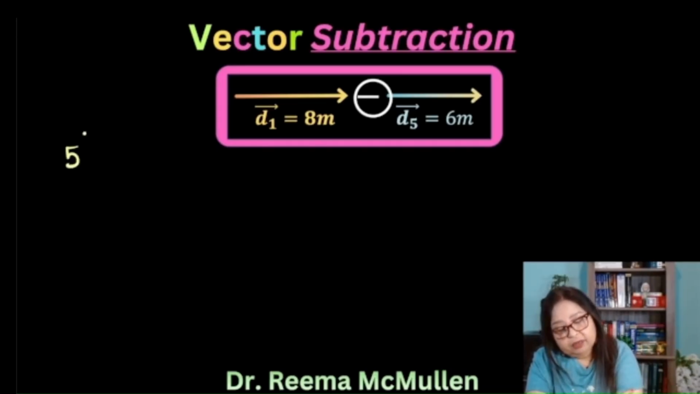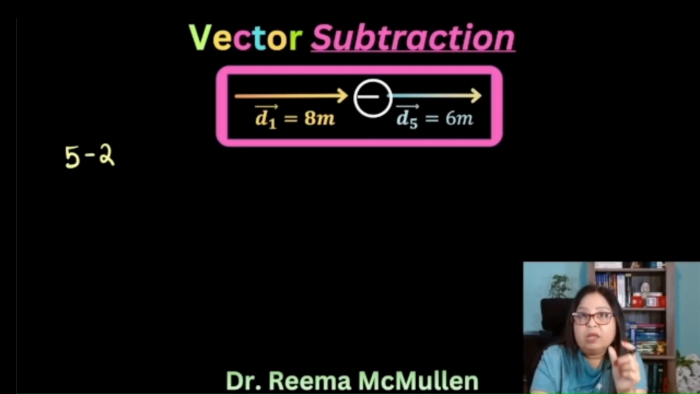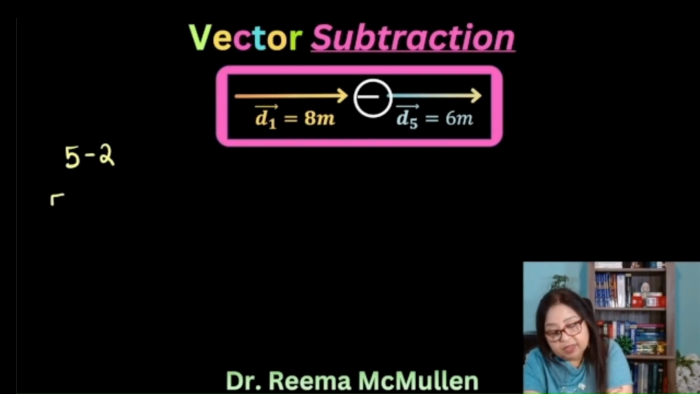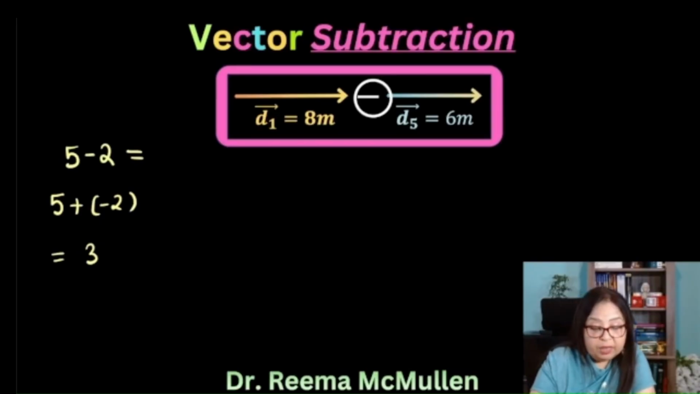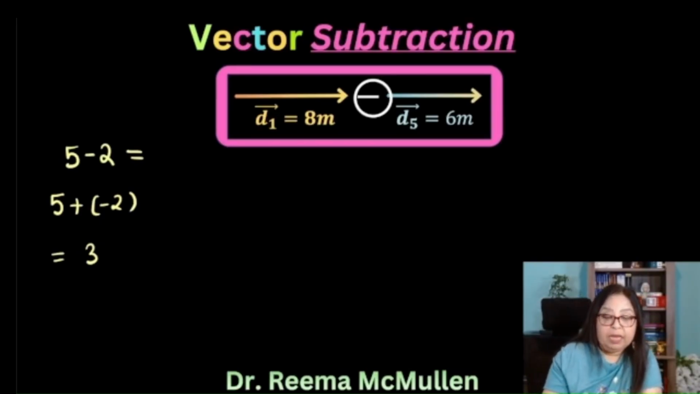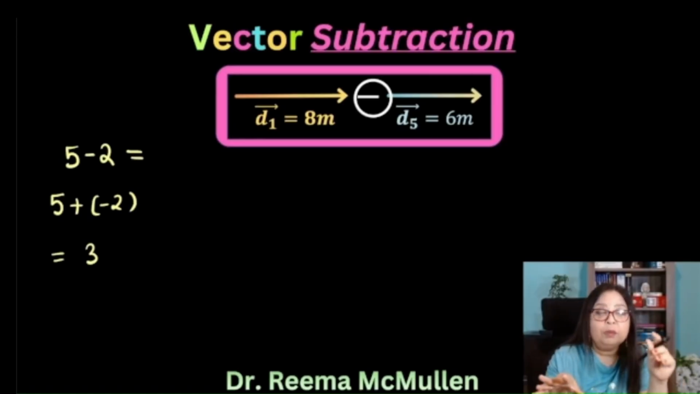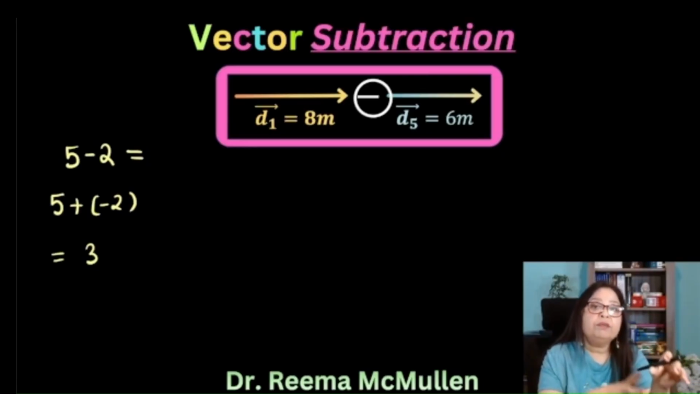If you want to subtract 2 from 5, these are both positive numbers, right? 5 is a positive number, 2 is a positive number. Instead of subtracting positive 2 from 5, could I say add negative 2 to 5? Sure can. These are both the same thing, and they're both going to give me 3. So here, in case of this vector subtraction, in place of subtracting D5 from D1, I'm going to add the negative vector of D5 to D1.